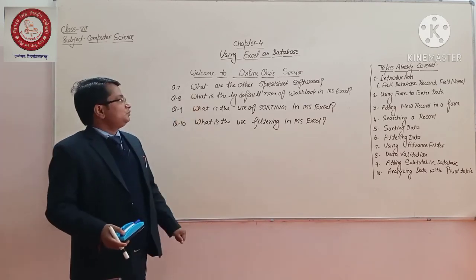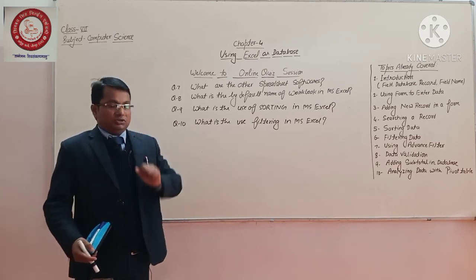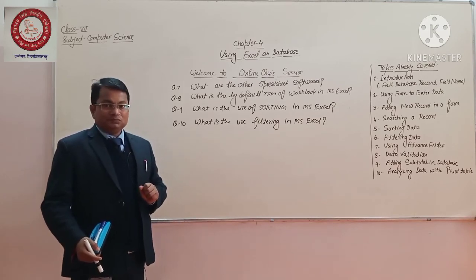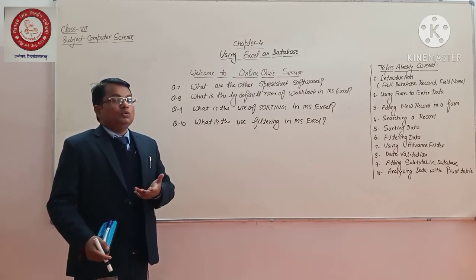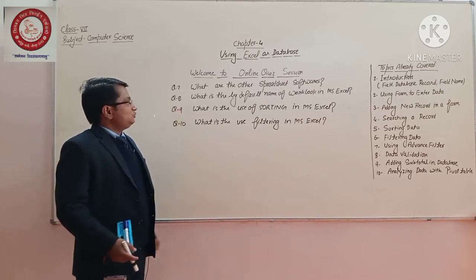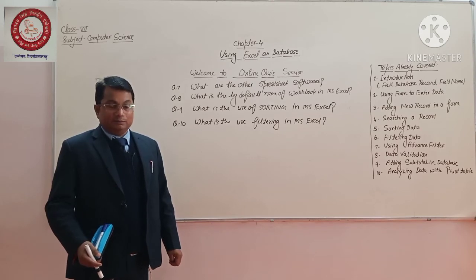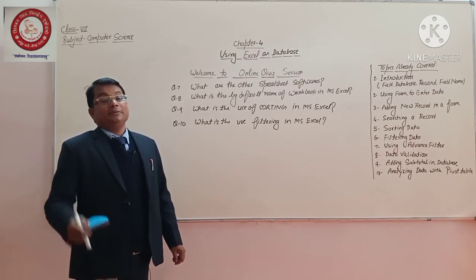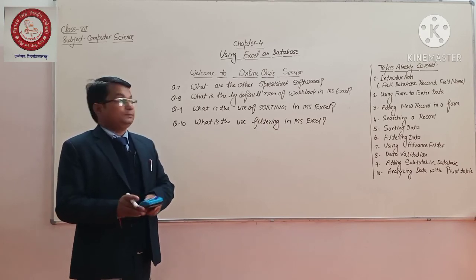Question number 7. What are the other spreadsheet softwares? So you are using Google Sheet, you are using OpenOffice Calc. Google Sheet is internet based software. Question number 8. What is by default name of workbook in MS Excel? Answer is Book1. Yes, answer is Book1.